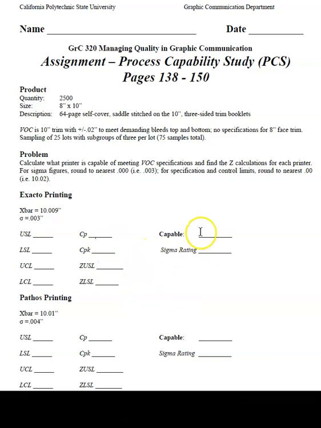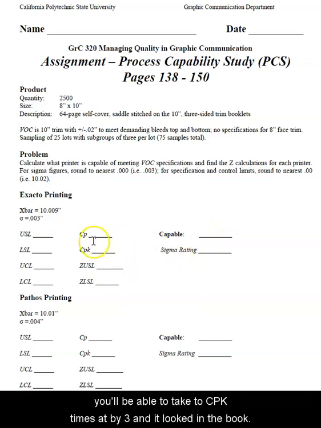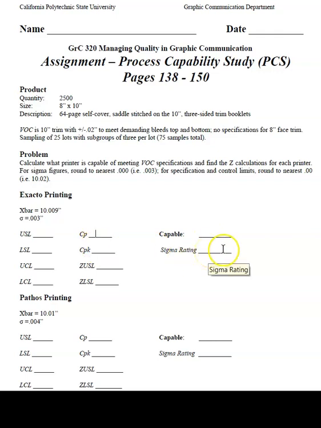This PDF is fillable, so you'll be able to fill it out and then send it back to us. Capable can either be yes or no, and then for the sigma rating, you'll take the Cpk times 3, and then look in the book for the LUT, the lookup table, to determine what the difference is. That's it. Good luck and send that to me. Appreciate it.